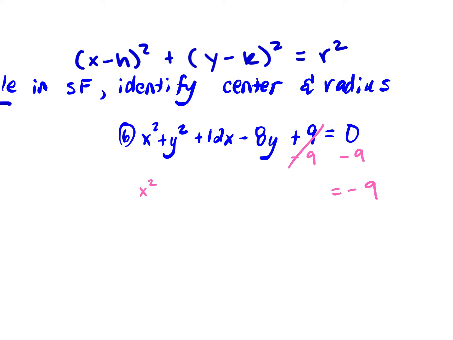I want to complete the square. So I'm going to put my x's together. So I have x squared plus 12x. And then I'm going to leave a space to complete the square. And I'm going to have to complete the square with my y's too. So I'm going to write my y's together. So y squared minus 8y. I'll leave a space there.